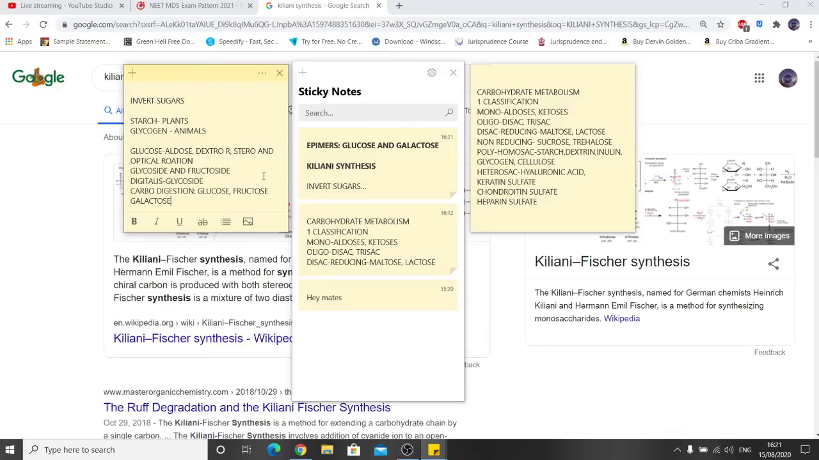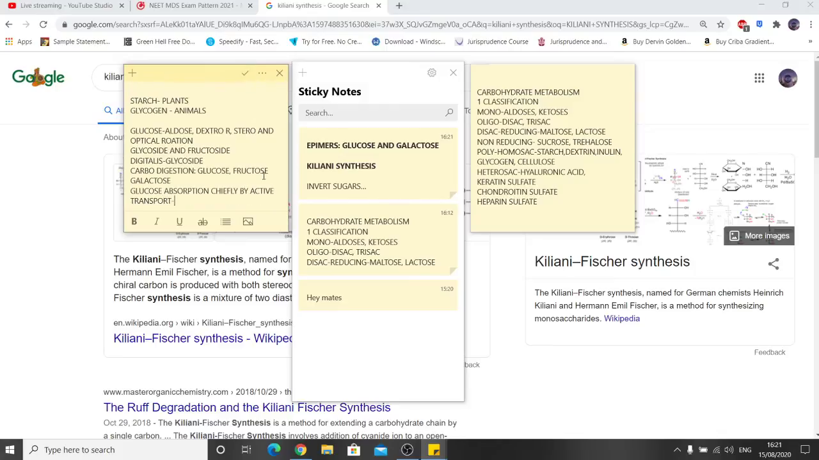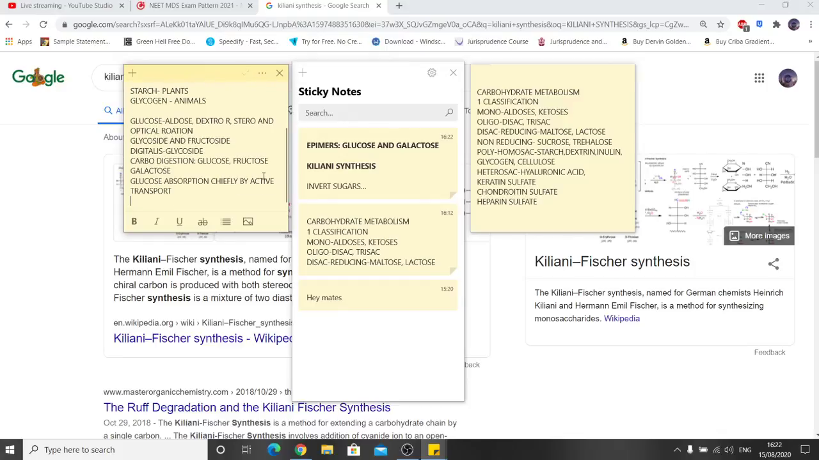Glucose absorption occurs chiefly by active transport. This is a good point. It doesn't say glucose absorption occurs only by active transport. It says chiefly, which means it can also be transported in by a passive mechanism. But most of the glucose is absorbed actively.